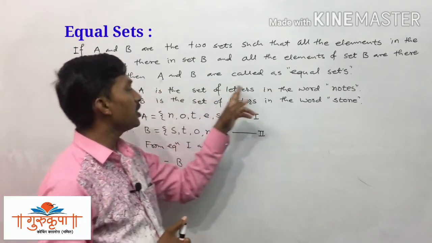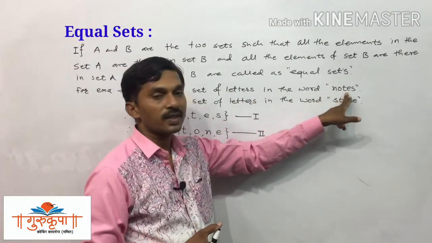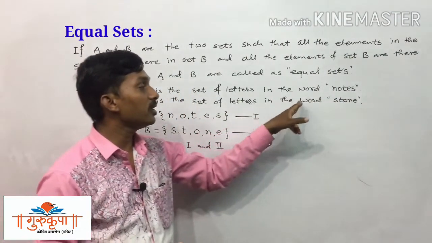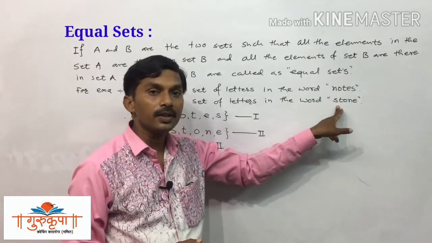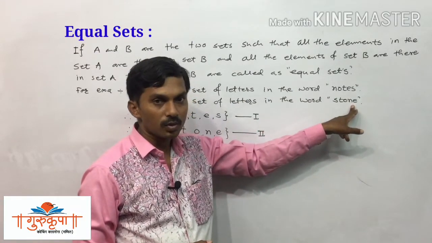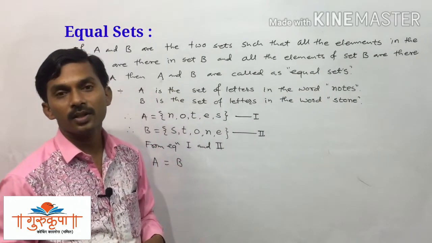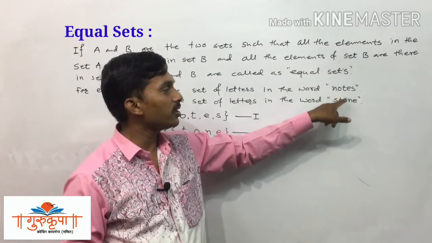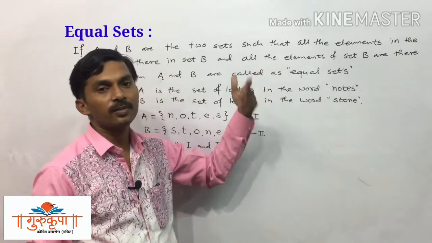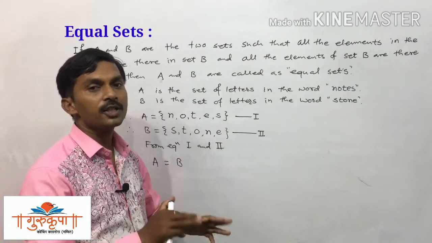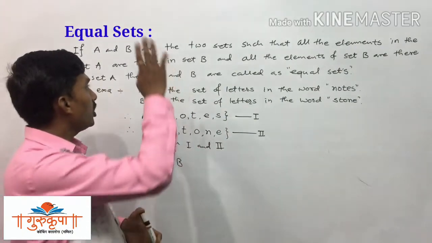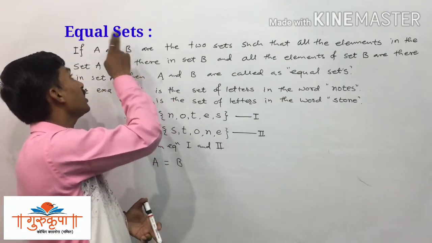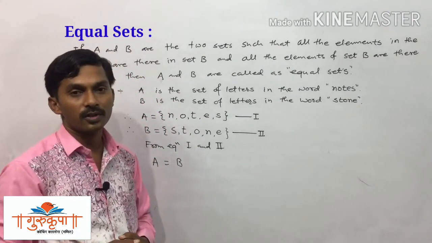Here A is the set of letters in the word TEA, and B is the set of letters in the word EAT. So both the sets will be equal. You can take one more example or a different example, we just have to change the words here. You will get more and more examples, but it is too easy. If all the elements in the first set are there in the second set, and all the elements in the second set are there in the first, that is very important.